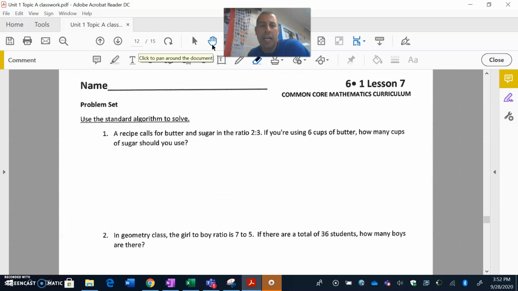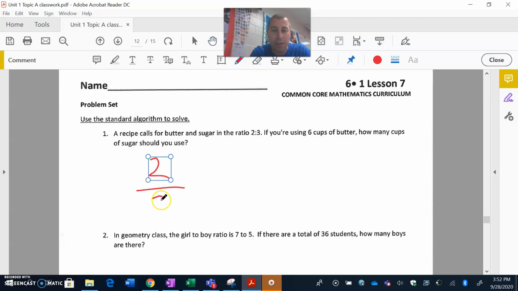The whole idea of what's going on here is we're taking what we've done in previous lessons and using a different technique. So, for example, here, maybe you remember this question. A recipe calls for butter and sugar in the ratio 2 to 3. If you're using 6 cups of butter, how many cups of sugar should you use? The idea is the same thing from before. Find that ratio, but instead of drawing yourself a tape diagram this time, we're going to write it in fraction form. So we're going to write 2 to 3.